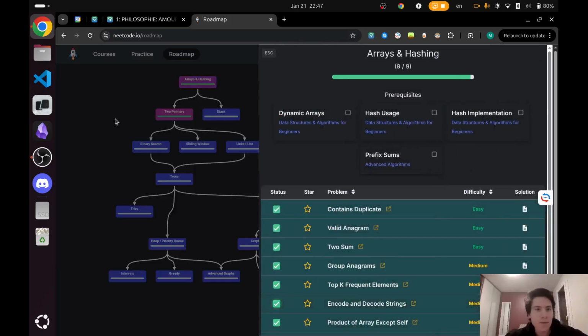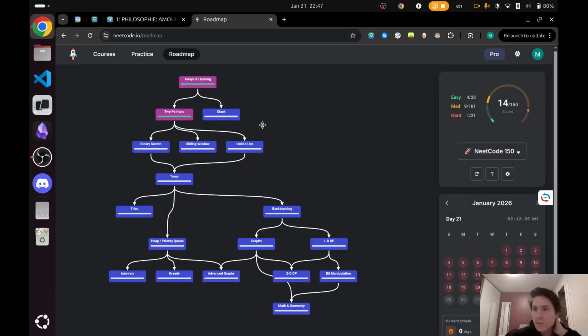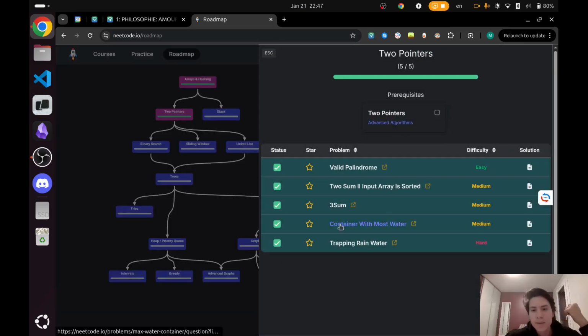I finished all array and hashing and two pointers. I think we are at a good pace given that I started like three days ago, I think. And we already completed like the first two parts. And what problems I did today? Today I did this one, container with most trap water.